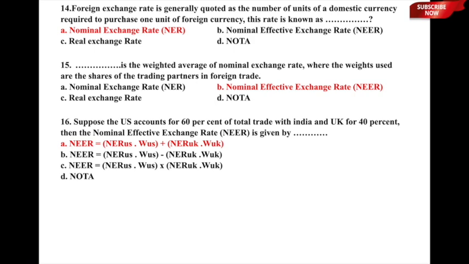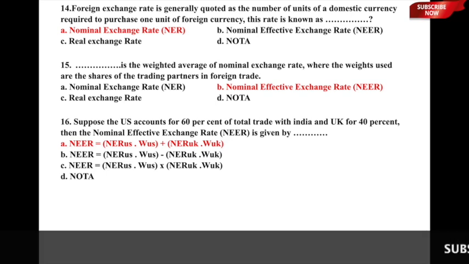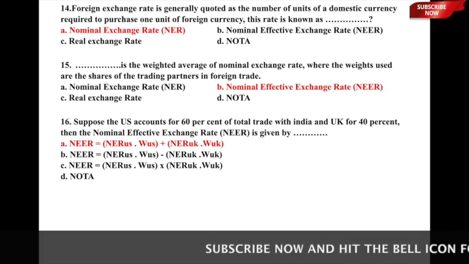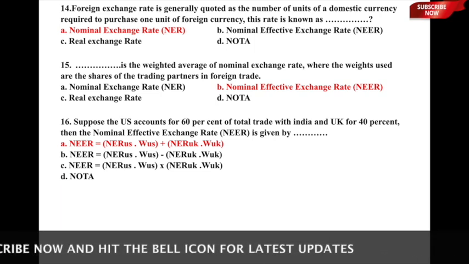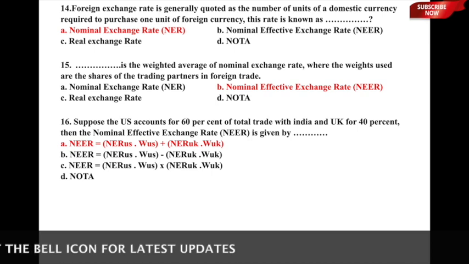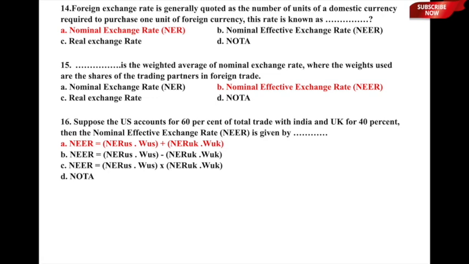So, here in order to calculate the nominal effective exchange rate, you use the formula which is given in option A, that is nominal effective exchange rate is equal to nominal exchange rate of US multiplied by the weight of US plus the nominal exchange rate of UK multiplied by the weight of UK. So, the brackets make more sense, and that is why I have written that in bracket. So, option A is the correct answer.